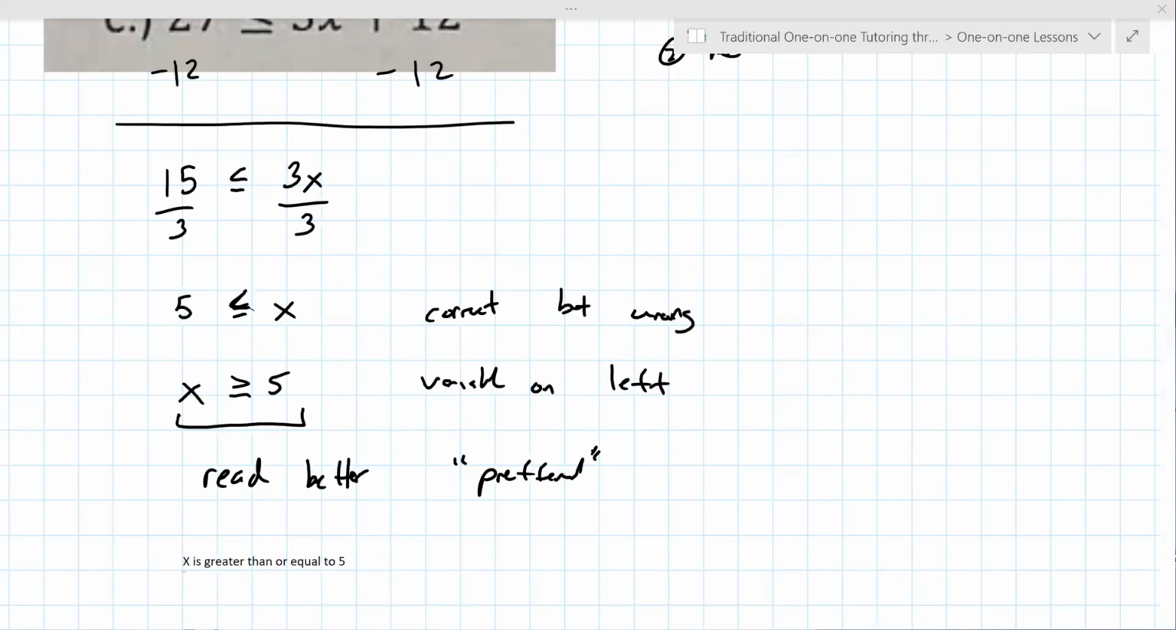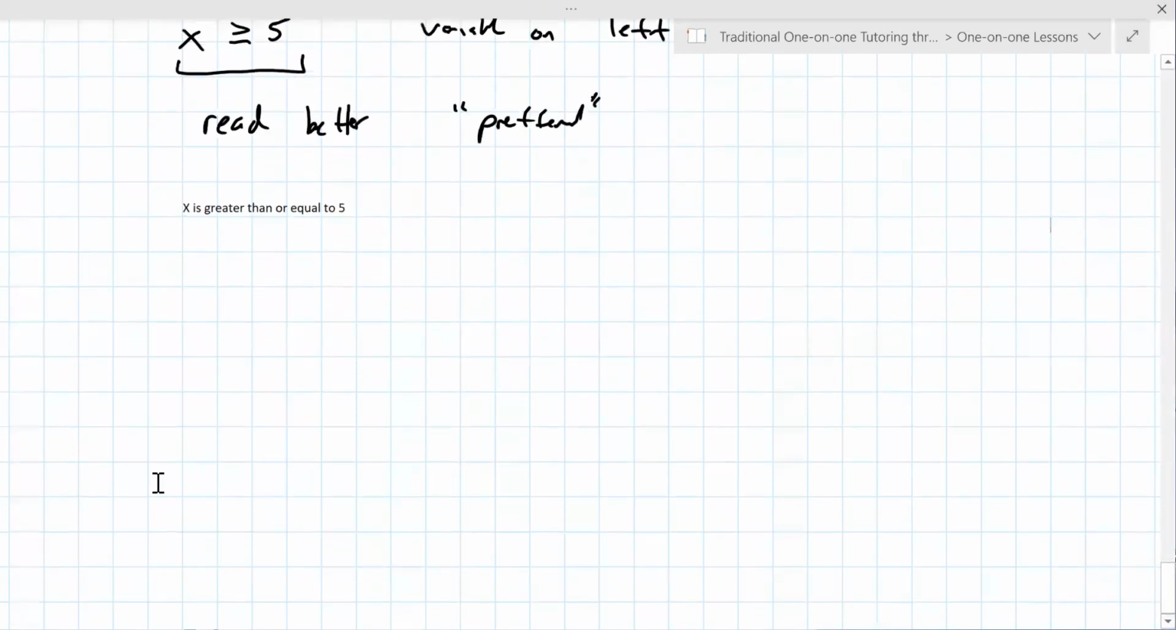Okay. We're doing B last. It has like a little, I call them wrinkles.